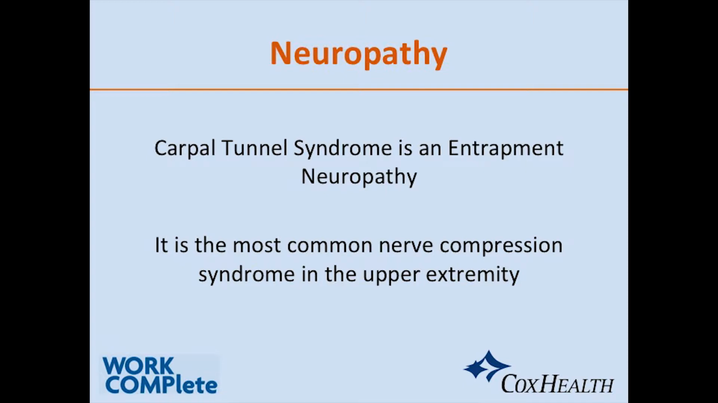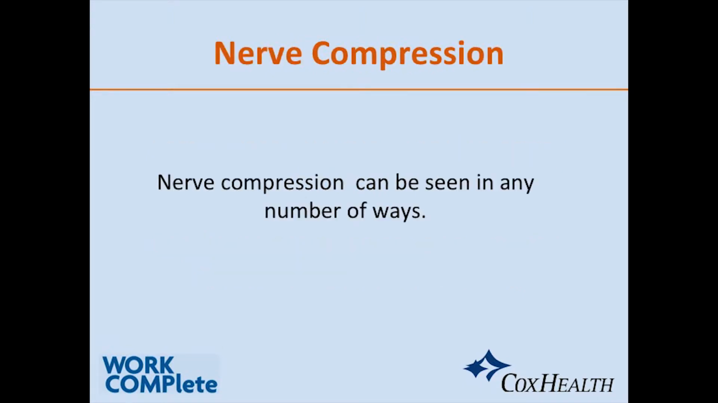Now, what you've got to remember about an entrapment neuropathy is that there is pressure on the nerve, and compression leads to pathological changes in the nerve due to inflammation's effect upon the nerve within a confined space. Now, the carpal tunnel is a confined space, and it is by far the most common nerve compression syndrome in the upper extremity. Now, nerves can be compressed in any number of ways.